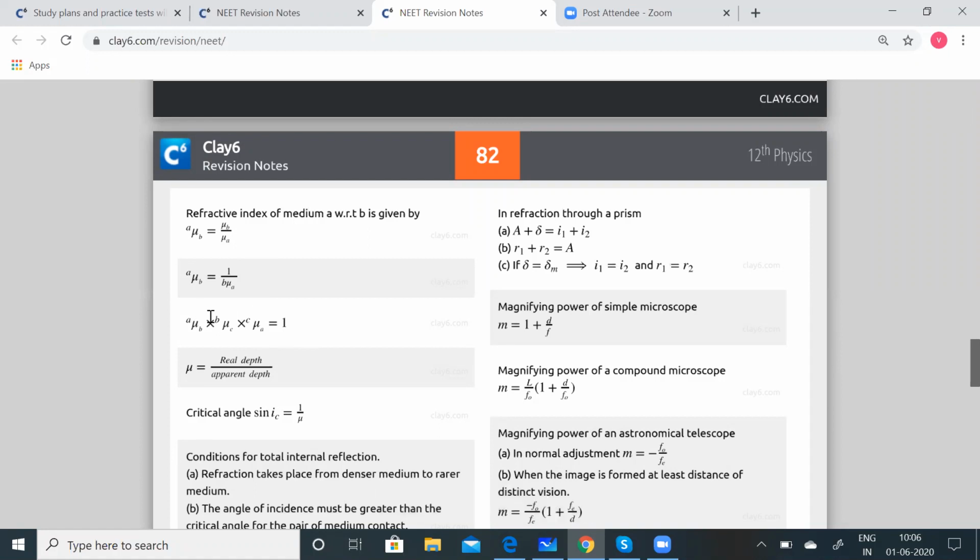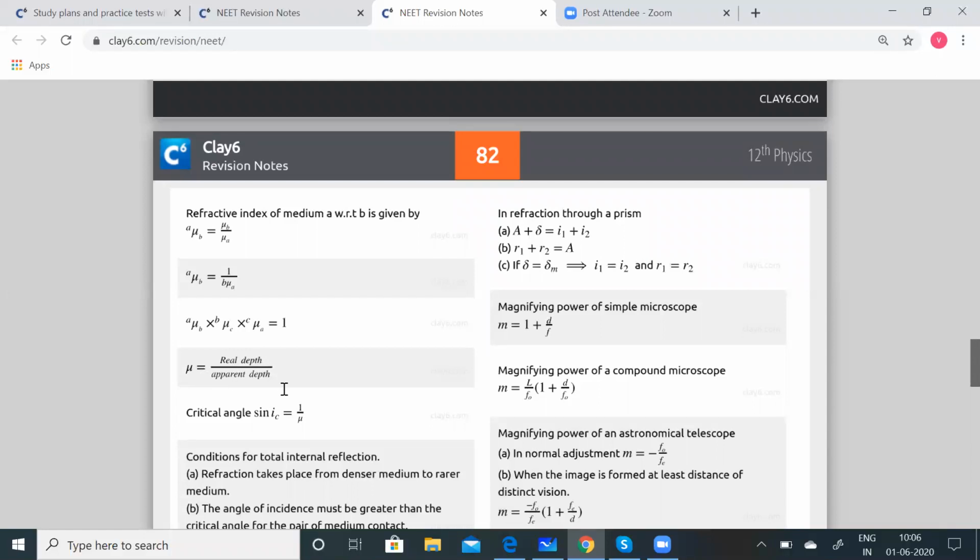If it is going to be more than 2 media, then when it comes back to the same medium, the refractive index is going to be 1 for the emergent ray. When we consider refraction, by Snell's law, sin I by sin R is equal to mu, as we saw. So mu is equal to the real depth by the apparent depth.